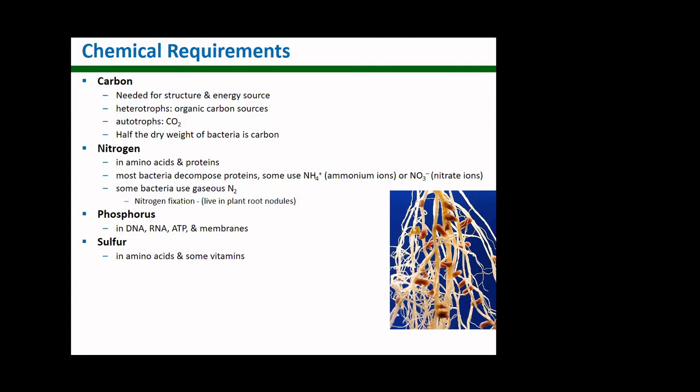Phosphorus and sulfur, also very important. If you think about all of the things that have phosphorus, our cell membranes have a phospholipid bilayer, DNA, RNA, ATP, phosphate, lots of phosphorus needed in our cells. And then the fourth and least of these four, but still very significant, is sulfur. Sulfur is important in a few of our amino acids and some of our vitamins.